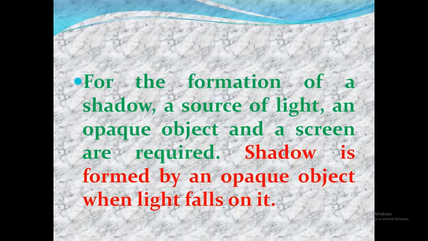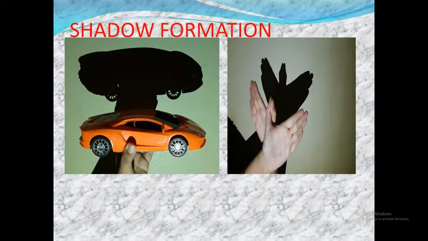on the screen. In this very picture you can see that when light is falling on the toy car, the shadow is formed on the screen, that is the wall. The screen can be the ground or paper also, whatever you are using. Then please note that the front part of the toy car is also the front part of the shadow.